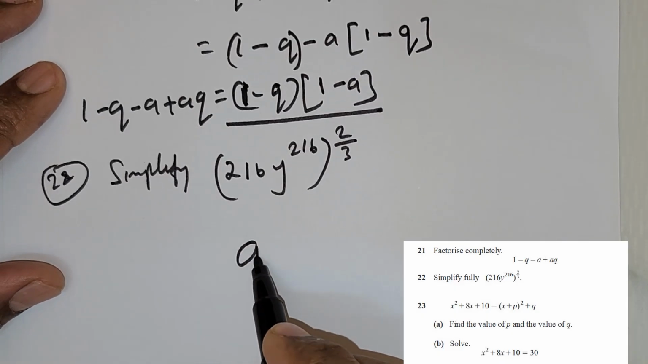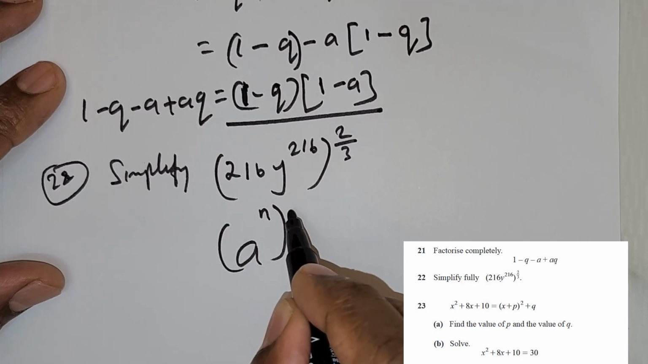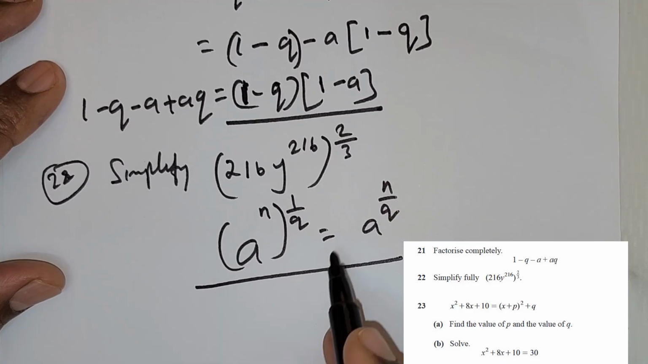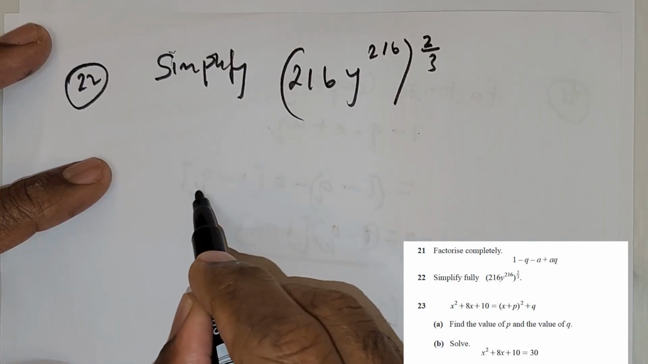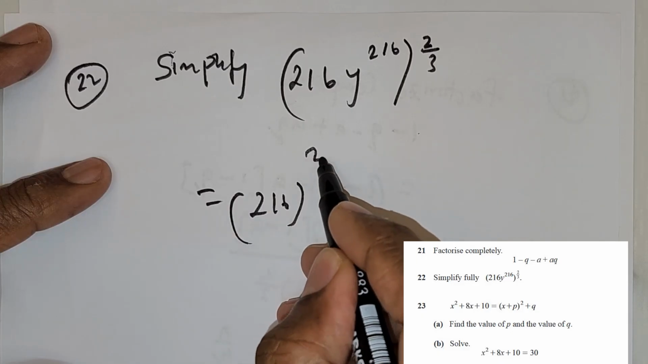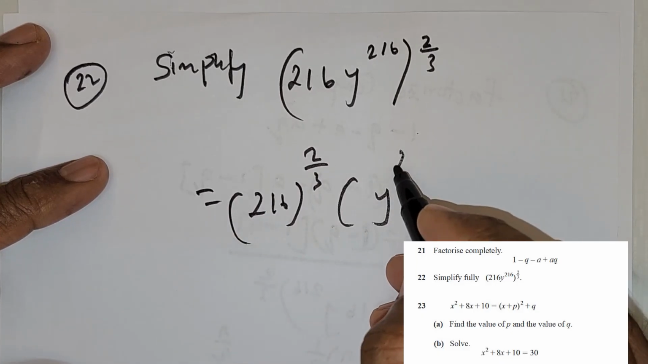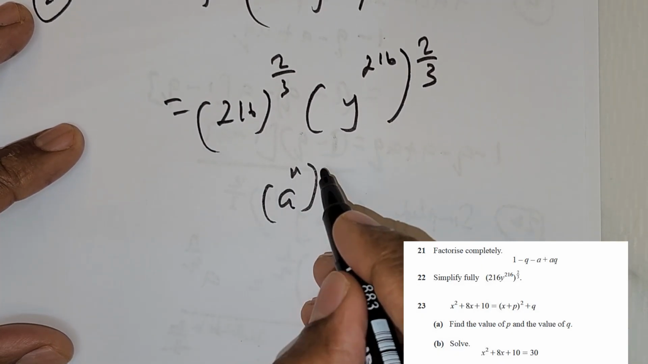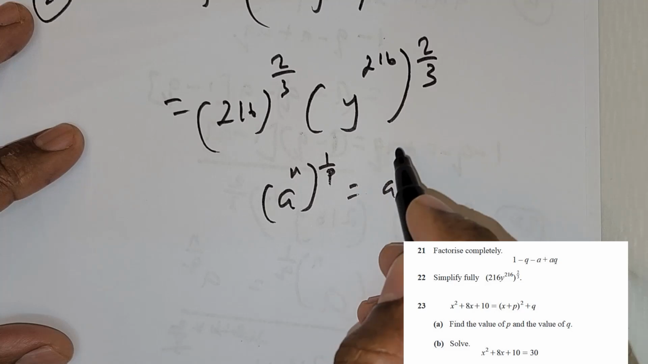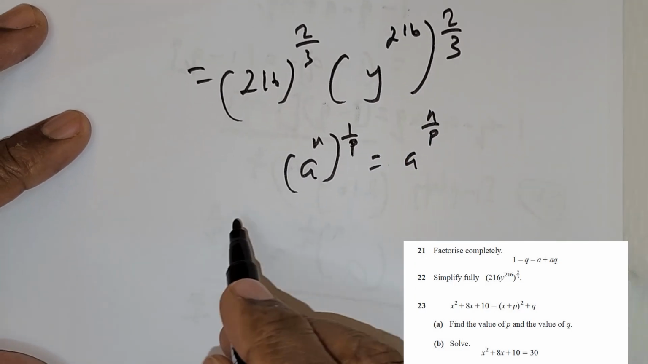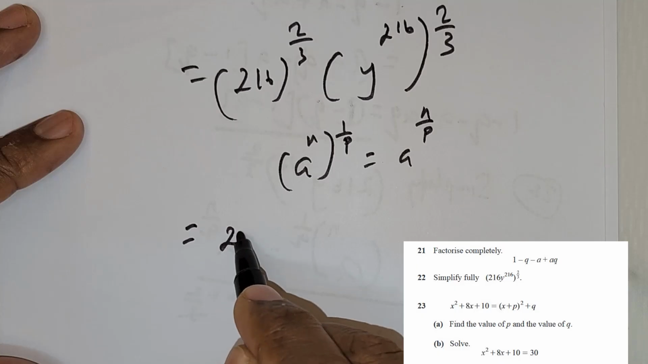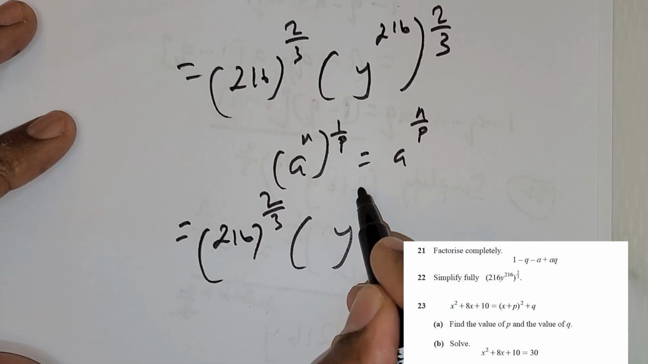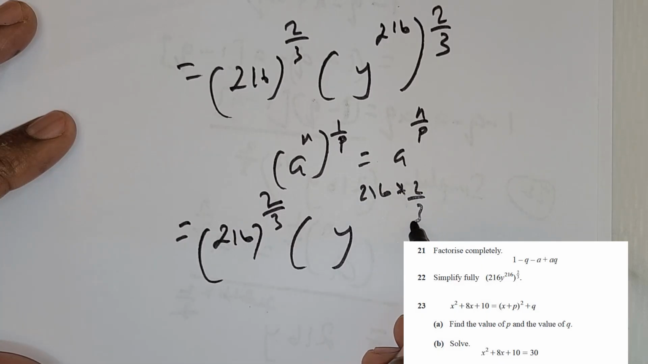Students, we have to simplify this. Now A raised to the power of n, raised to the power of 1 over Q, is written as A raised to the power of n over Q. So this is from the law of indices. So we have to simplify this. This is rewritten as 216 raised to the power of 2 over 3 times y raised to the power of 216 times 2 over 3, using the same rule, A to the n to the 1 over p is A to the n over p.